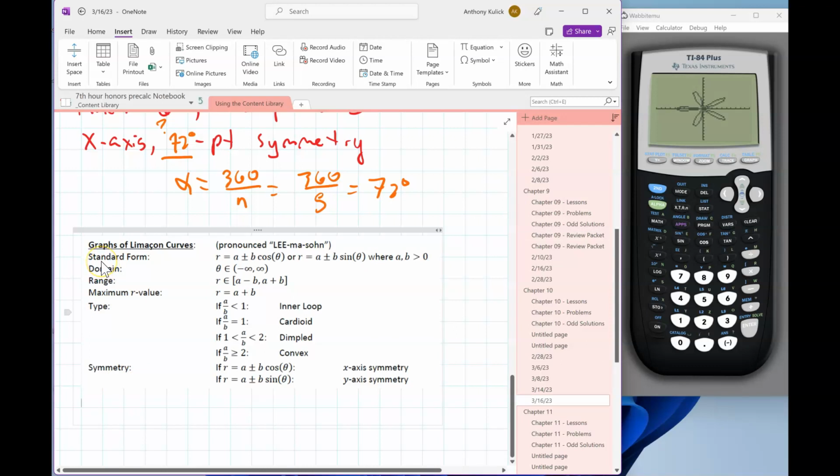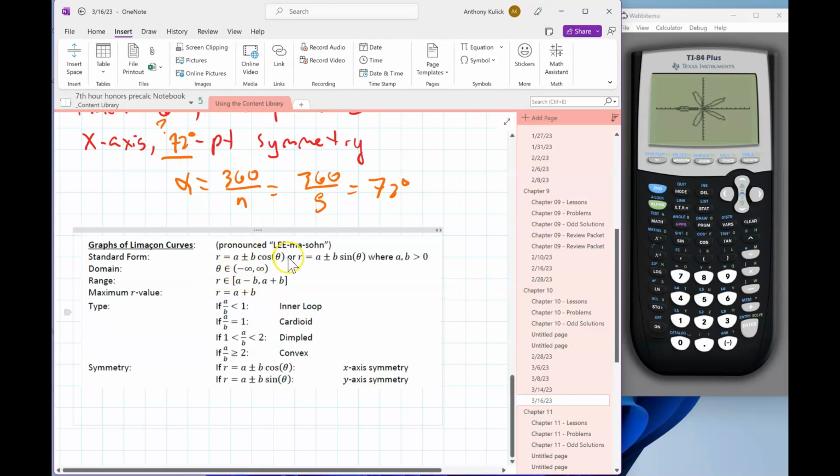So, again, the form for a limaçon curve is going to be A plus or minus B cosine theta, or A plus or minus B sine theta. But those A's and B's are always going to be considered positive values. So even if I had like 3 minus 5 cosine theta, the A is 3 and the B is 5. If I had 3 plus 5 cosine theta, A is still 3, B is still 5. Everybody's good with that?